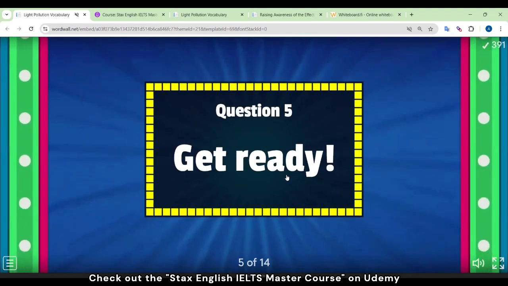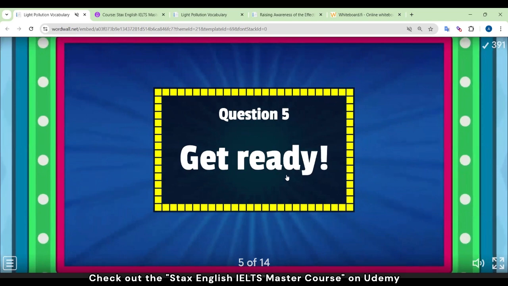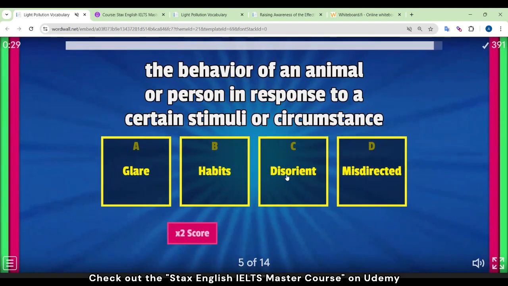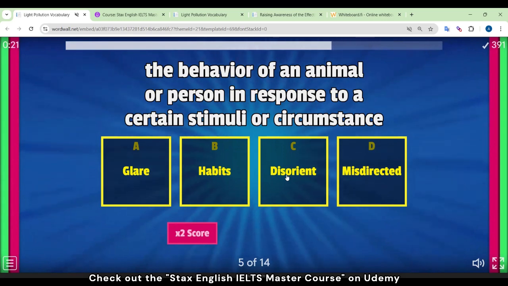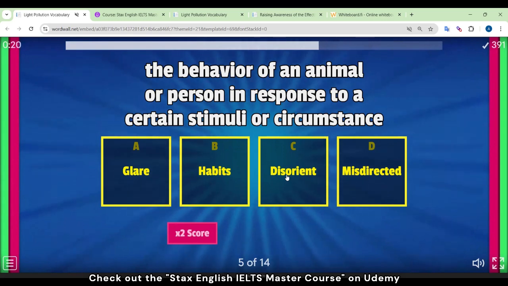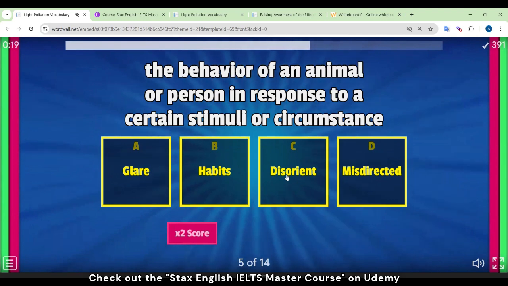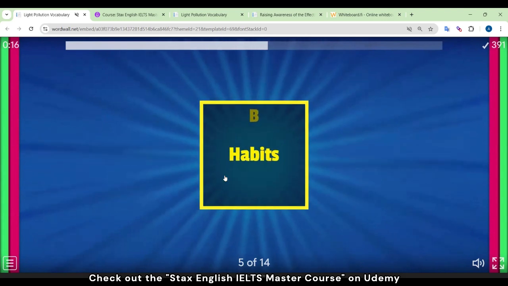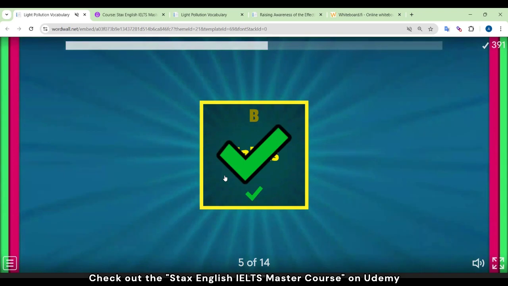So in this lesson, we're learning about light pollution. So we're learning about artificial light. So light from light bulbs and cars and trains and things like that. Next, we have the behavior of an animal or person in response to a certain stimuli or circumstance. So this is basically what animals and humans do regularly. Habits. Habits is right. Very good. So we're talking about habits. Fantastic.